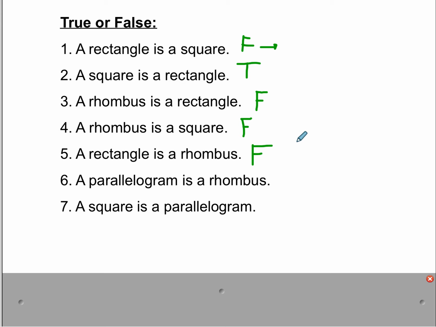A parallelogram is a rhombus. That is also false. Think about that for a second. Can I draw a parallelogram that is not a rhombus? In other words, can I draw a parallelogram that does not have 4 congruent sides?